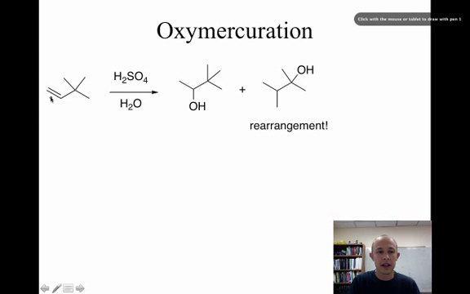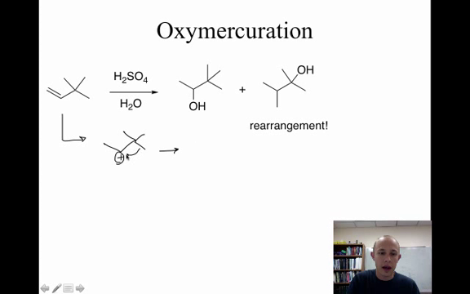If we take this alkene and hydrate it, the first step is protonation at the less substituted carbon. So we get a secondary carbocation that looks like this. That can rearrange to give us a tertiary carbocation if we have a methyl shift. And that tertiary carbocation will go on to form this product. And actually the rearrangement product will be the major product.